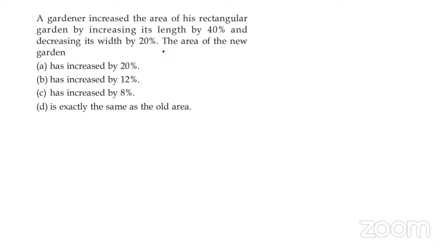Increase and decrease is given, right? How do you approach this question? So let's say there are 2 ways to approach this question. One is, we know that area is equal to length into width. Length into width will give you the area.